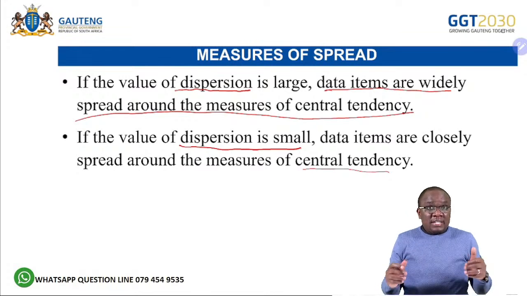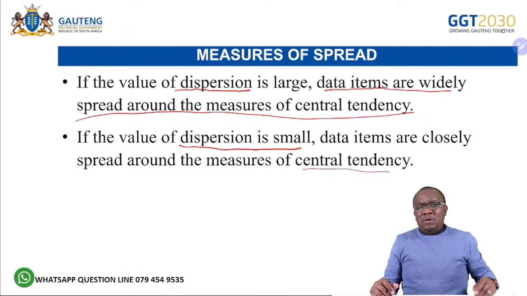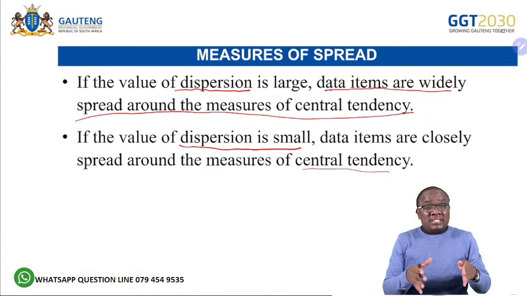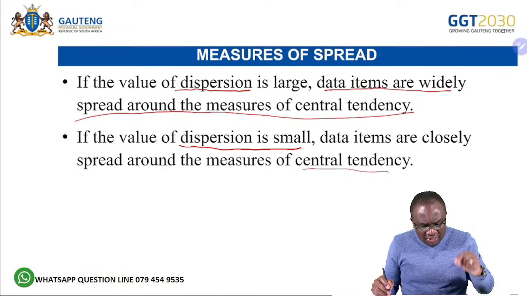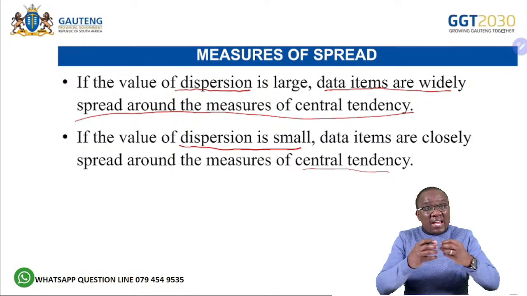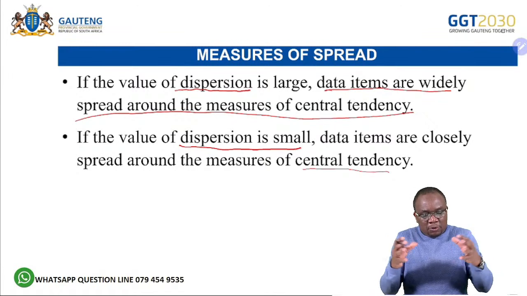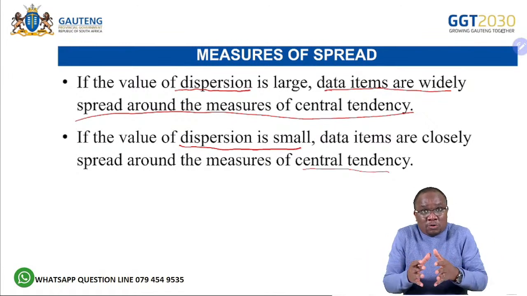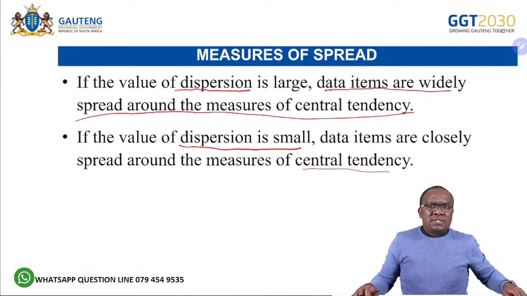Okay, right. Range is a measure of spread. There are other measures of spread that you're going to look at. We are going to talk about the interquartile range, standard deviation and variance later. But now we're going to concentrate on the range and also the interquartile range. When the range is big, high, or large, it means data items are widely spread out around the measure of central tendency. When the range is small, it means data items are very close to the measure of central tendency. Let me give you 1 minute to make short notes.